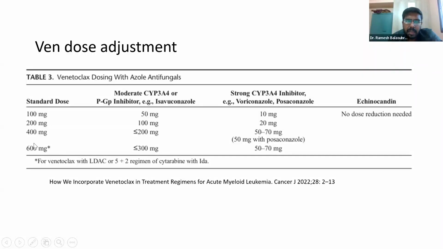And 600 milligrams of venetoclax is approved for the 5+2 plus venetoclax regimen we have discussed previously, or low-dose Ara-C. The dosage is 600 milligrams, unlike the routine combination of Aza-Ven, where we use 400 milligrams of venetoclax. So this is actually a double advantage. You're adding an azole, so it cuts down the cost of the venetoclax also.